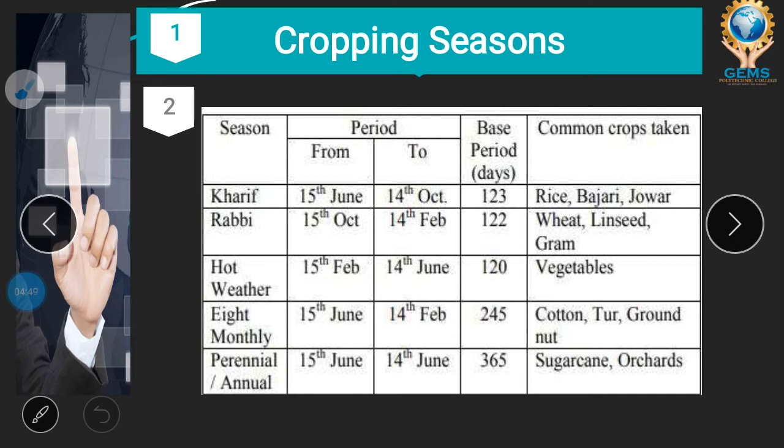Okay, next is hot weather. What we grow in hot weather, that is from 15th February to 14th June, around 120 days, is vegetables. Different types of vegetables are grown in the hot weather condition.